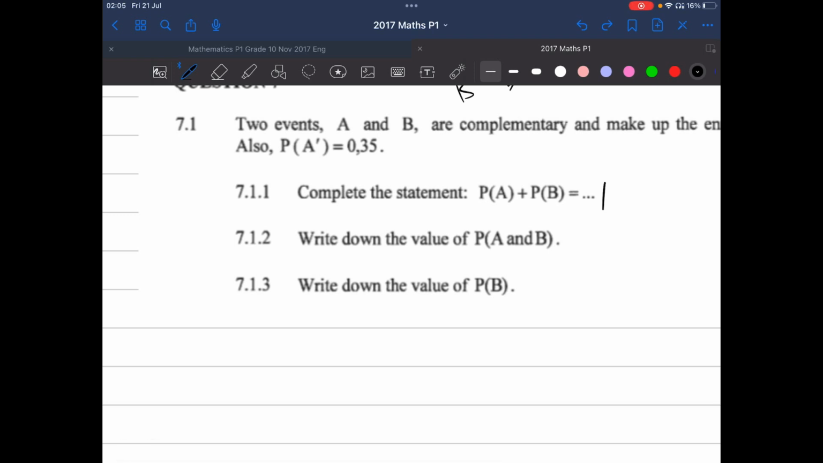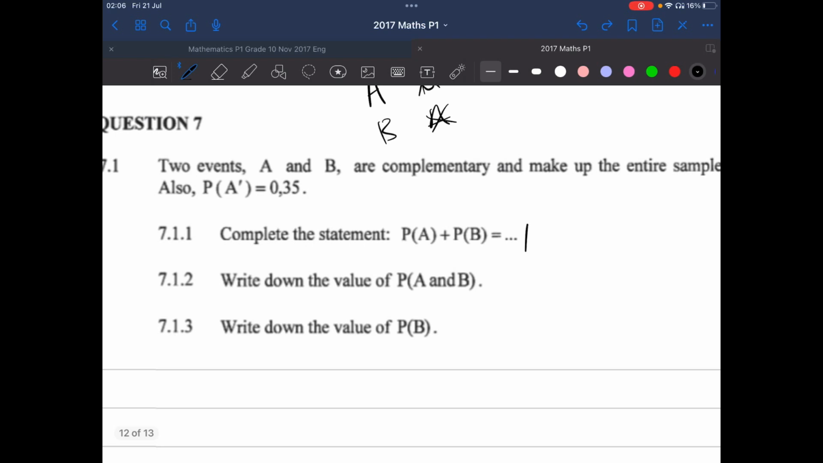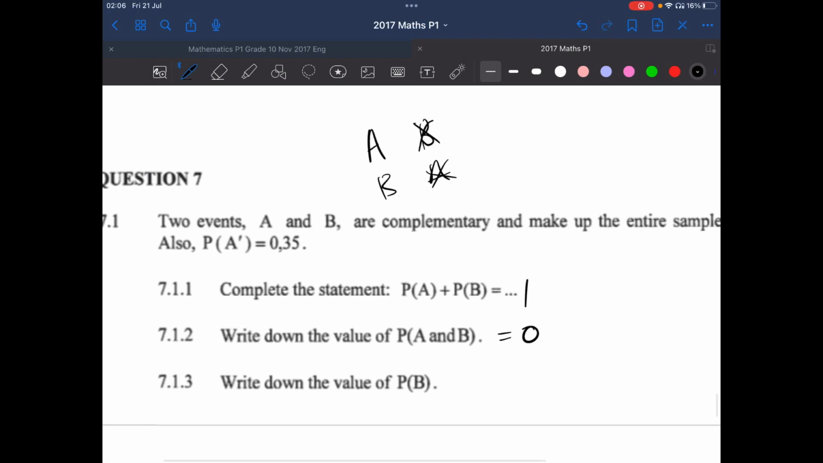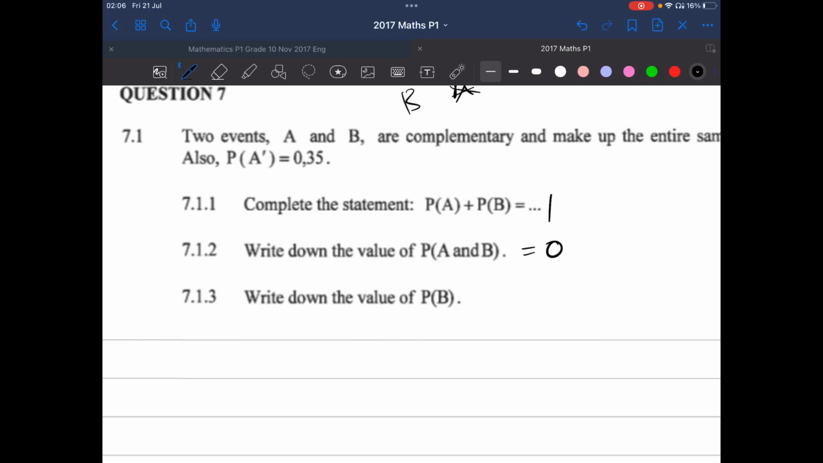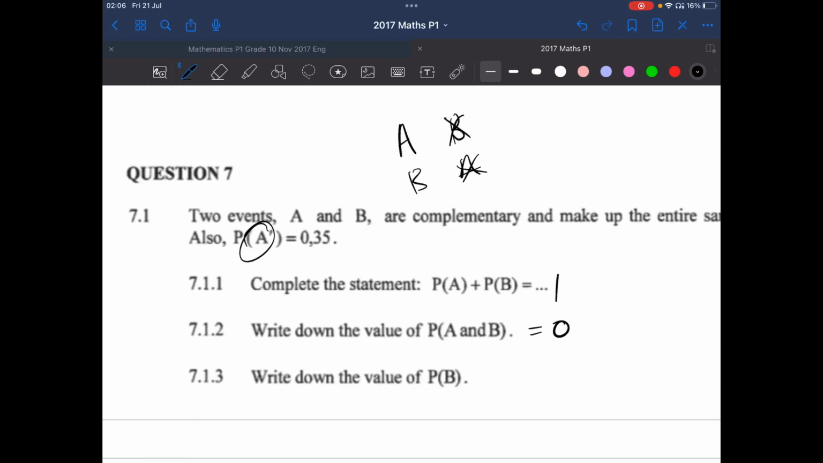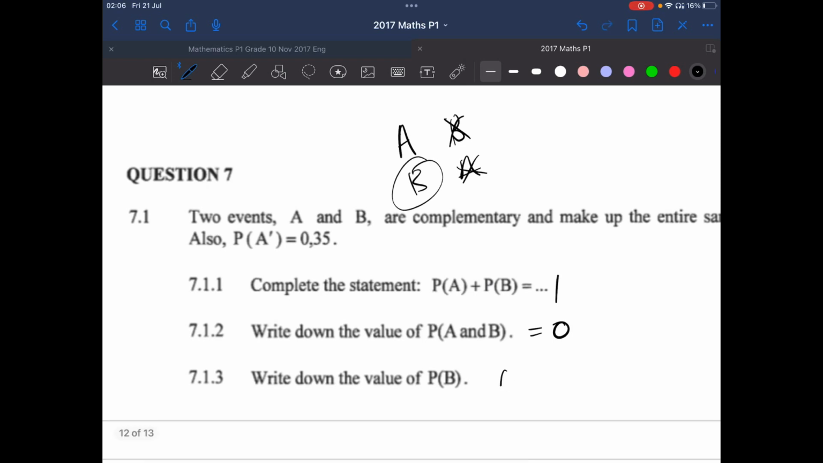Write down the value of the probability of getting A and B. That's obviously 0, because like I said, you can only do one or the other. Write down the value of P(B). We have the probability of not A. If you're not doing A, you have to be doing B. So the probability of not A is the same as the probability of B.